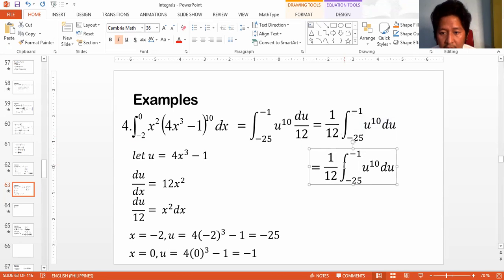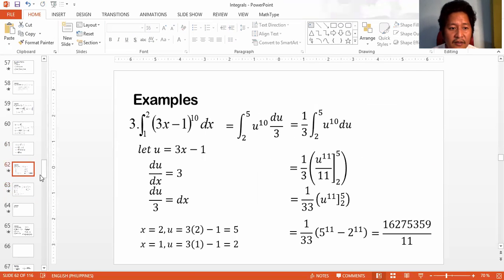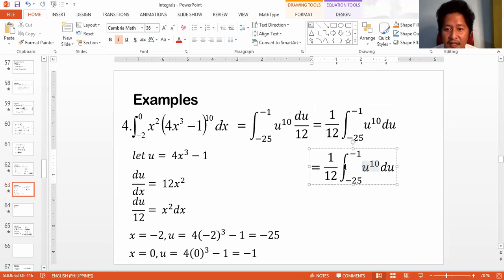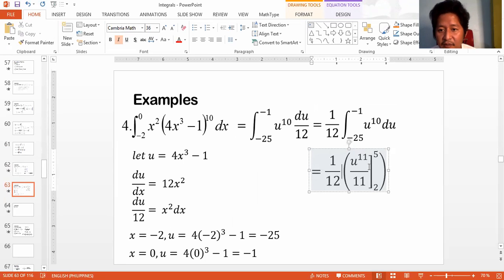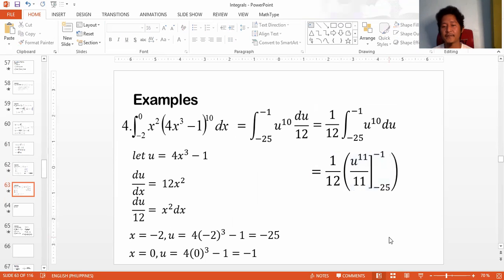Wait lang, copy na nga natin yung sa kabila para madali nating masulat. Okay? So, ang nangyari, ayun, magic na. So, u to the n, so u to the 11 over 11, and then we just replace the lower limit and the upper limit. So, ang upper limit natin ay negative 1, and the lower limit is negative 33. Okay?